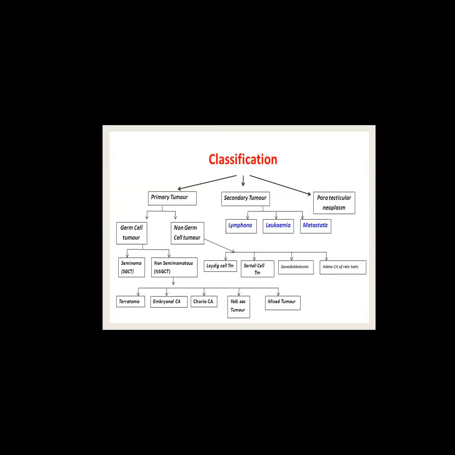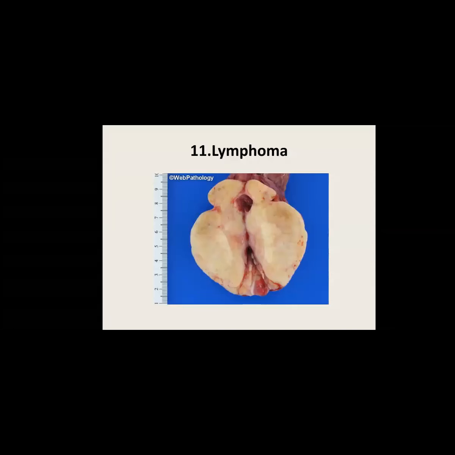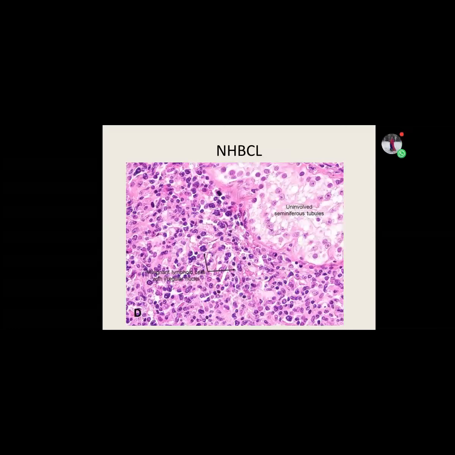What are secondary tumors? It is not native. It is a secondary deposit to the tissue from some other place. So what can you expect? You can expect a lymphoma. On gross you will find gray white areas. It will appear like a lymph node. Usually the non-Hodgkin's large cell lymphomas are more common in the testis. See the way above you have the uninvolved seminiferous tubules, whereas the lymphoma is involved in the lower aspect.